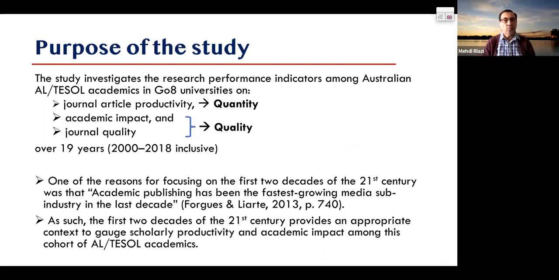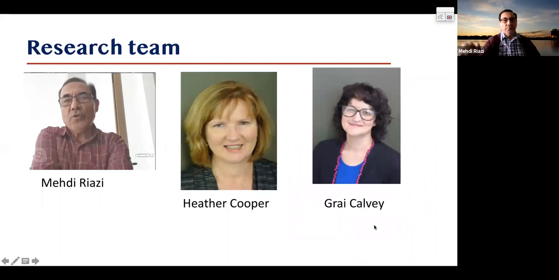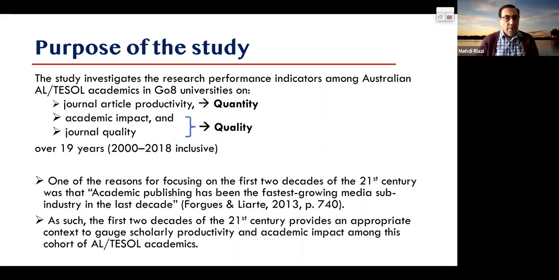2018 inclusive. One of the reasons that we focus on the first 2 decades of the 21st century was that academic publishing has been the fastest growing media sub-industry in the last decade, based on the reference that I have provided. And so the first 2 decades of the 21st century will be a good context to gauge scholarly productivity and academic impact among this cohort of academics.